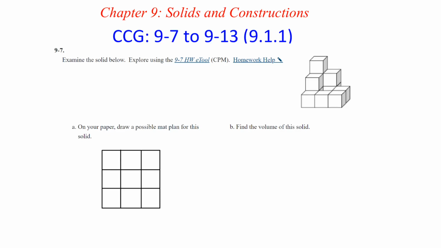Welcome to Chapter 9, Homework Questions 7 through 13. Question 7. Examine the solid below and explore using the 9-7 Homework E-Tool. So you can see the blocks here. On your paper, draw a possible map plan for this solid.